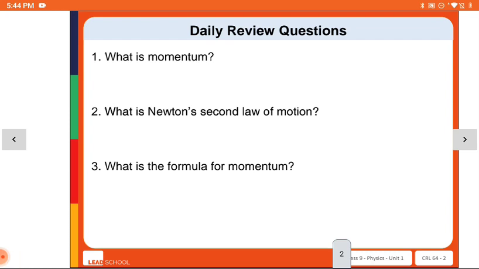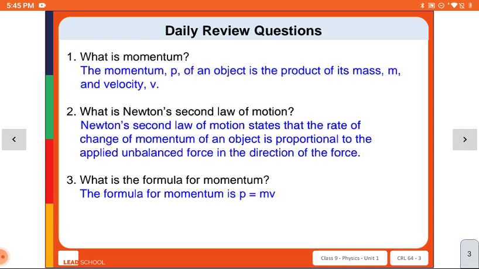What do you mean by momentum? What is Newton's second law, and what is the formula of momentum? So students, what do you mean by momentum? Momentum is denoted by P. Alphabet P is the momentum of an object. The product of its mass and velocity is known as the momentum of any object.